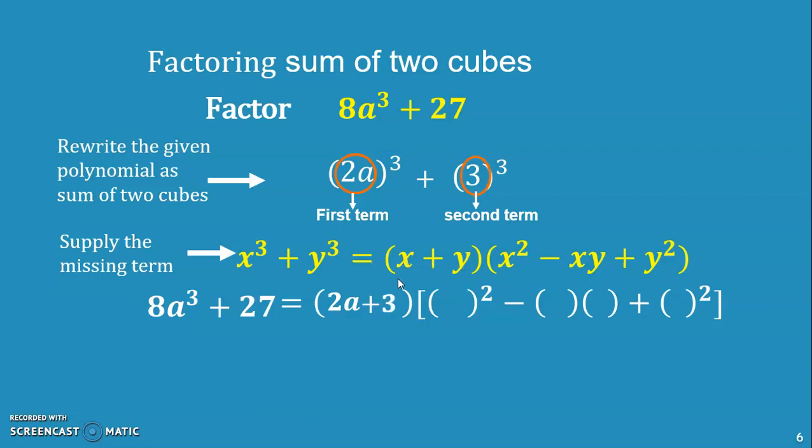So, 2a plus 3. Sunod, the second factor natin, which is the trinomial. The square of the first, ang square na ang first natin is 2a. So, the square of the first minus the product of first and second. First natin is 2a, then second natin is 3. Next, plus the square of the second term natin, 3. Then, next step is to simplify. Simplify lang natin kung anong meron dyan sa loob ng parentheses.